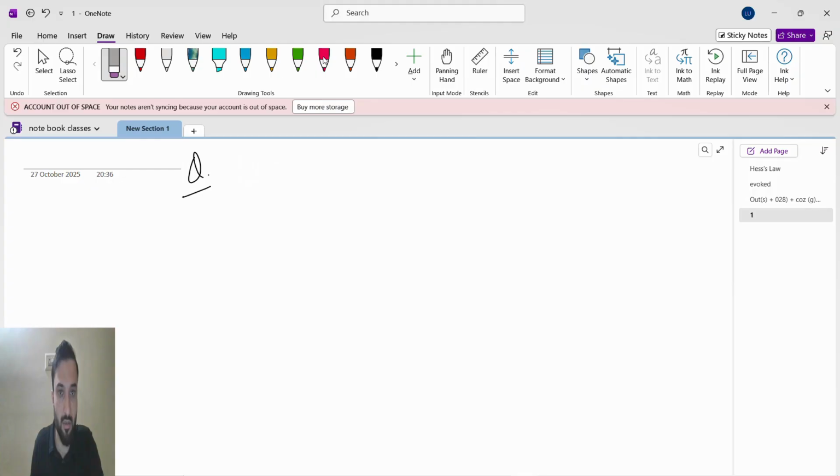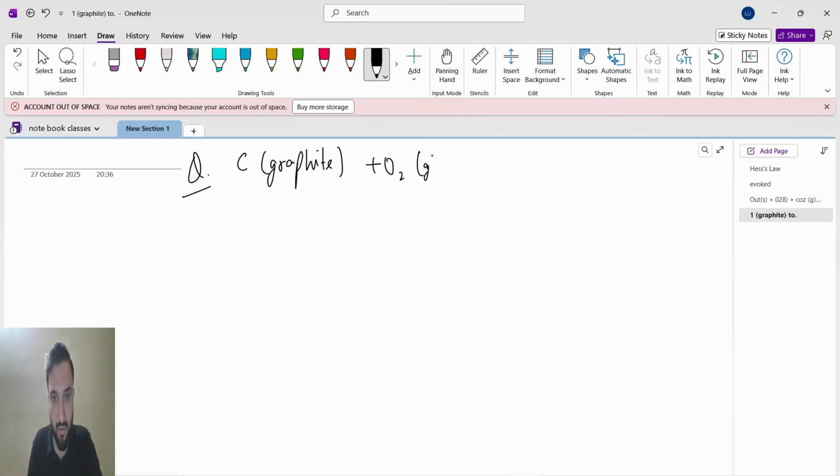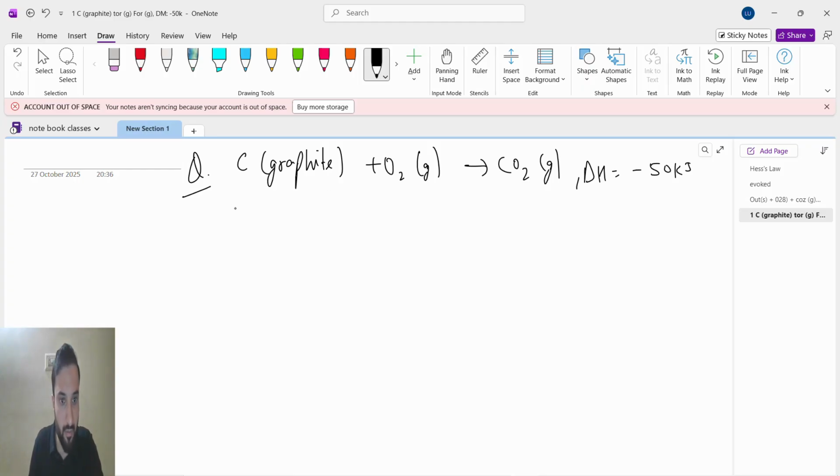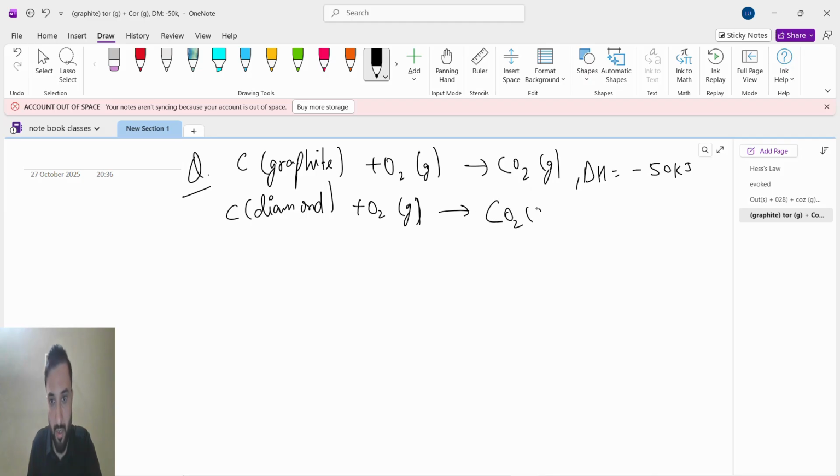Now next question is carbon. Next is carbon, which is in a graphite form. Carbon in graphite form reacts with oxygen in a gaseous form, will give carbon dioxide in a gaseous form. So here delta H is minus 50 kilojoule. Then next is carbon in diamond form, reacts with oxygen in the gaseous form. Okay, it will give carbon dioxide in gaseous form, and delta H is equal to minus 80 kilojoule. Suppose this is delta H1, this is delta H2.